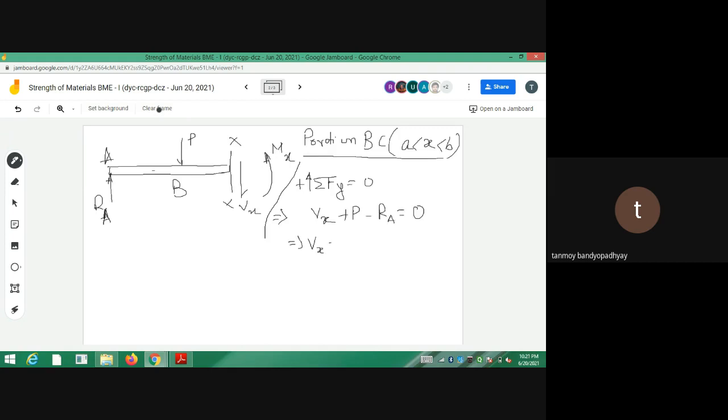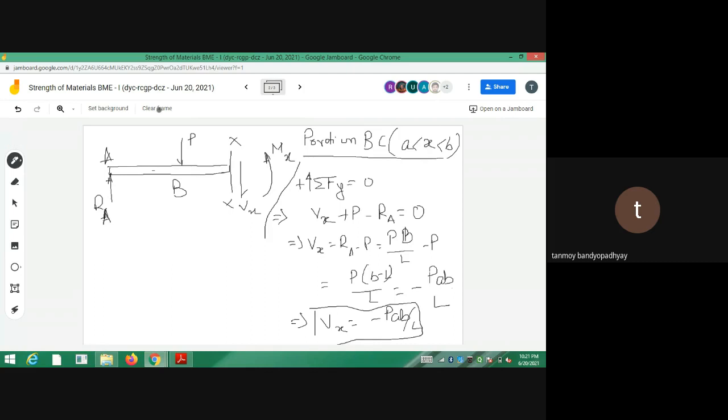So what will be Vx? Vx will be equal to Ra minus P. Ra is actually Pb by L, so Pb by L minus P, that is equal to P into (b minus L) divided by L. What is b minus L? b minus L is minus a. So you're getting minus Pa by L. So Vx is equal to minus Ra or minus Pa by L, whatever you call it. This is a constant, it doesn't change with X. No, wait, it will be Pa by L, not Pab by L.